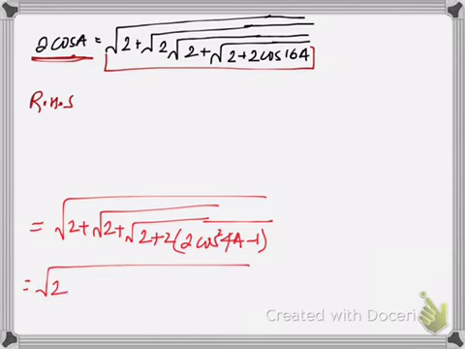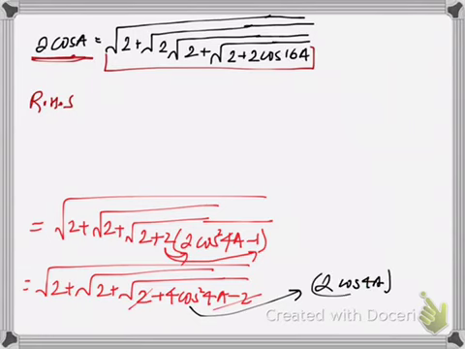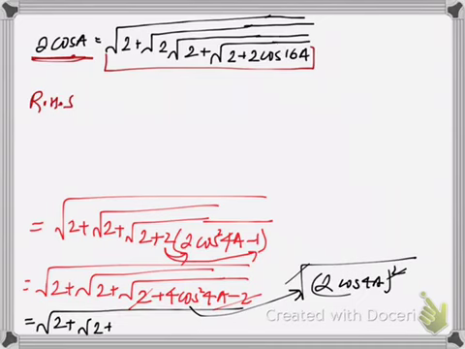So on further simplification, what we get is 2 plus 2 times 2 is 4 cos squared 4A, and 2 times negative 1 is negative 2. These two terms get cancelled, and for this 4 cos squared 4A, we have 2 cos 4A, and then it's whole squared under the root, so these two terms get cancelled out, and we have 2 plus, and then root 2 plus, and then this term 2 cos 4A over here.